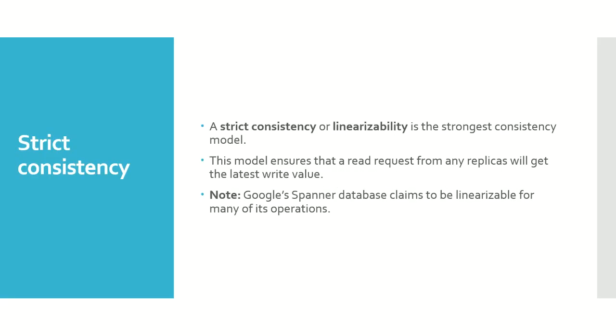This is quite important: strict consistency, or linearizability. This always ensures strict ordering, no matter what. A classic example we could say is Google's Spanner database. That database ensures that almost most of the operations follow a stricter consistency model. The stricter consistency model ensures that a read request from any replica will always get the latest written value.